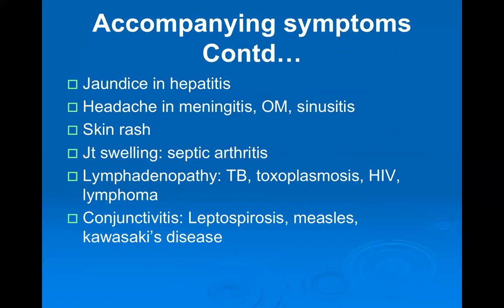Now, if there is jaundice along with fever, the most common cause is hepatitis. Inflammation of the liver is called hepatitis, and the most common cause of hepatitis in pediatric age group is hepatitis A. Okay, hepatitis A. Hepatitis B can be there, and other types of hepatitis like hepatitis C, hepatitis D, and hepatitis E can also be there.